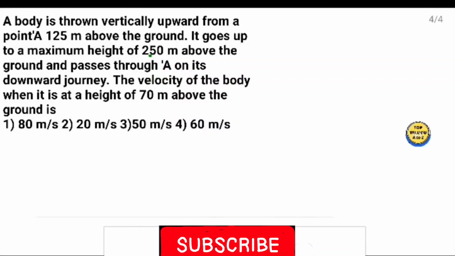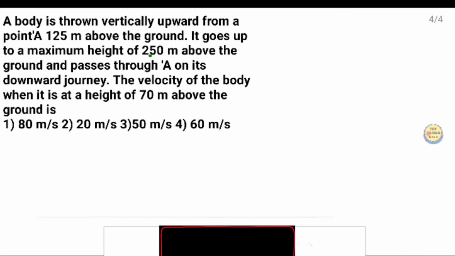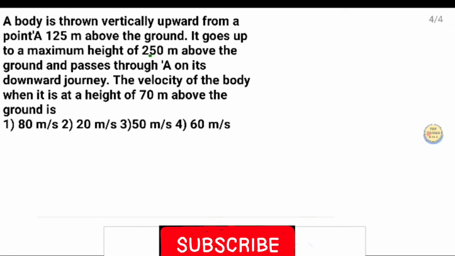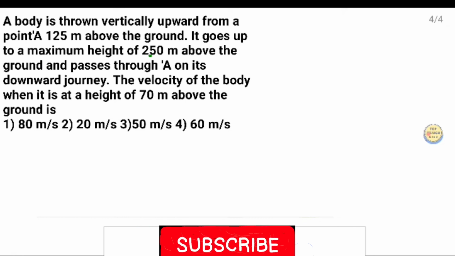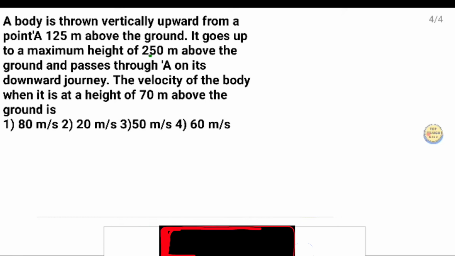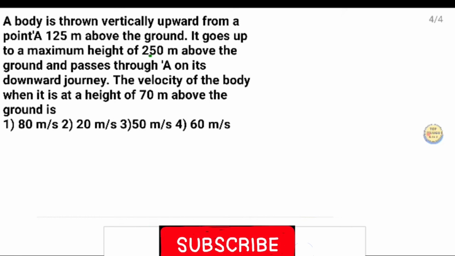The question: a body is thrown vertically upward from a point A, 125 meter above the ground. It goes up to a maximum height of 250 meter above the ground and passes through A. On its downward journey, the velocity of the body when it is at a height of 70 meter above the ground is. Body thrown vertically upward from a point A, 125 meter above the ground.